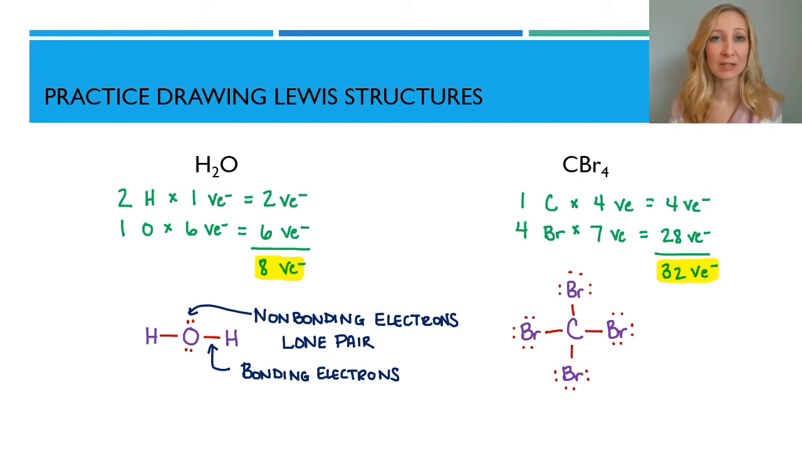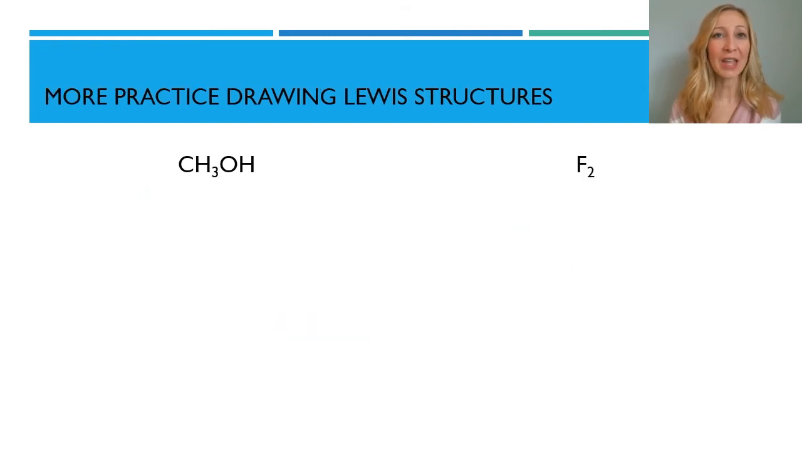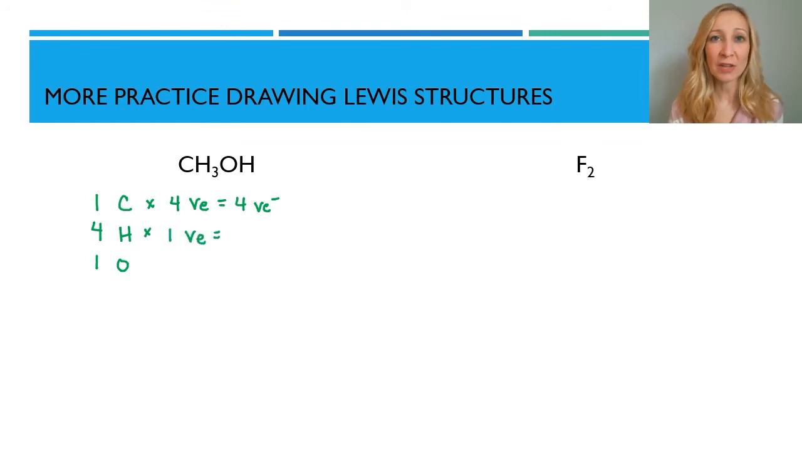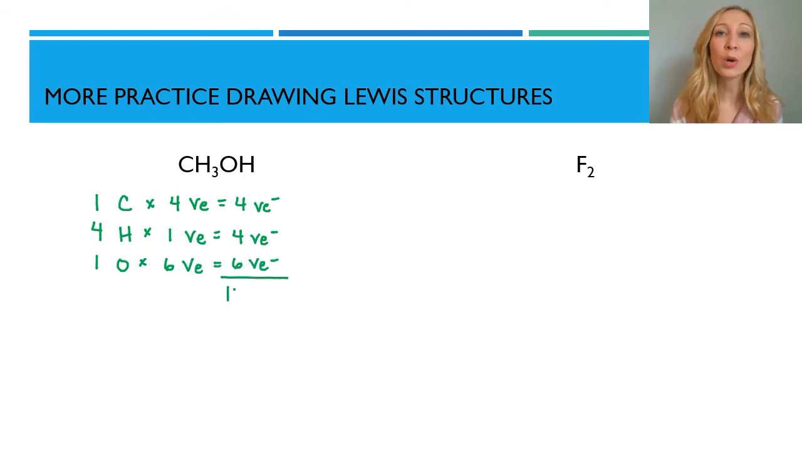Now let's take a look at methanol, which is CH3OH. So why is it represented as CH3OH and not CH4O? I'll get to that in a little bit, but I'm going to start counting out valence electrons here. We have 1 carbon, which gives us 4 valence electrons, 4 hydrogens, which give us 4 total valence electrons for just the hydrogens, and 1 oxygen, which gives us 6 valence electrons. Add those all up and we get 14 valence electrons that we need to represent.